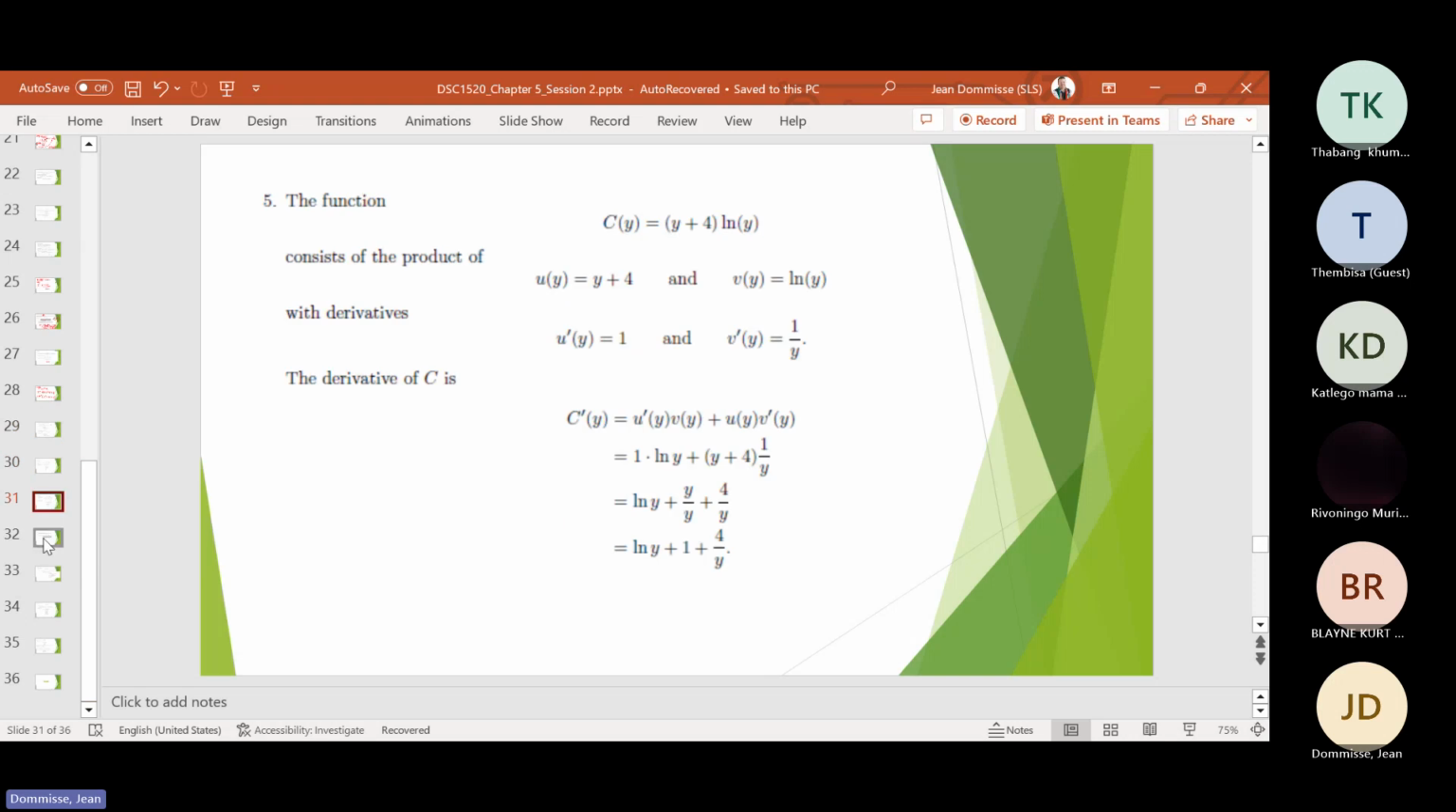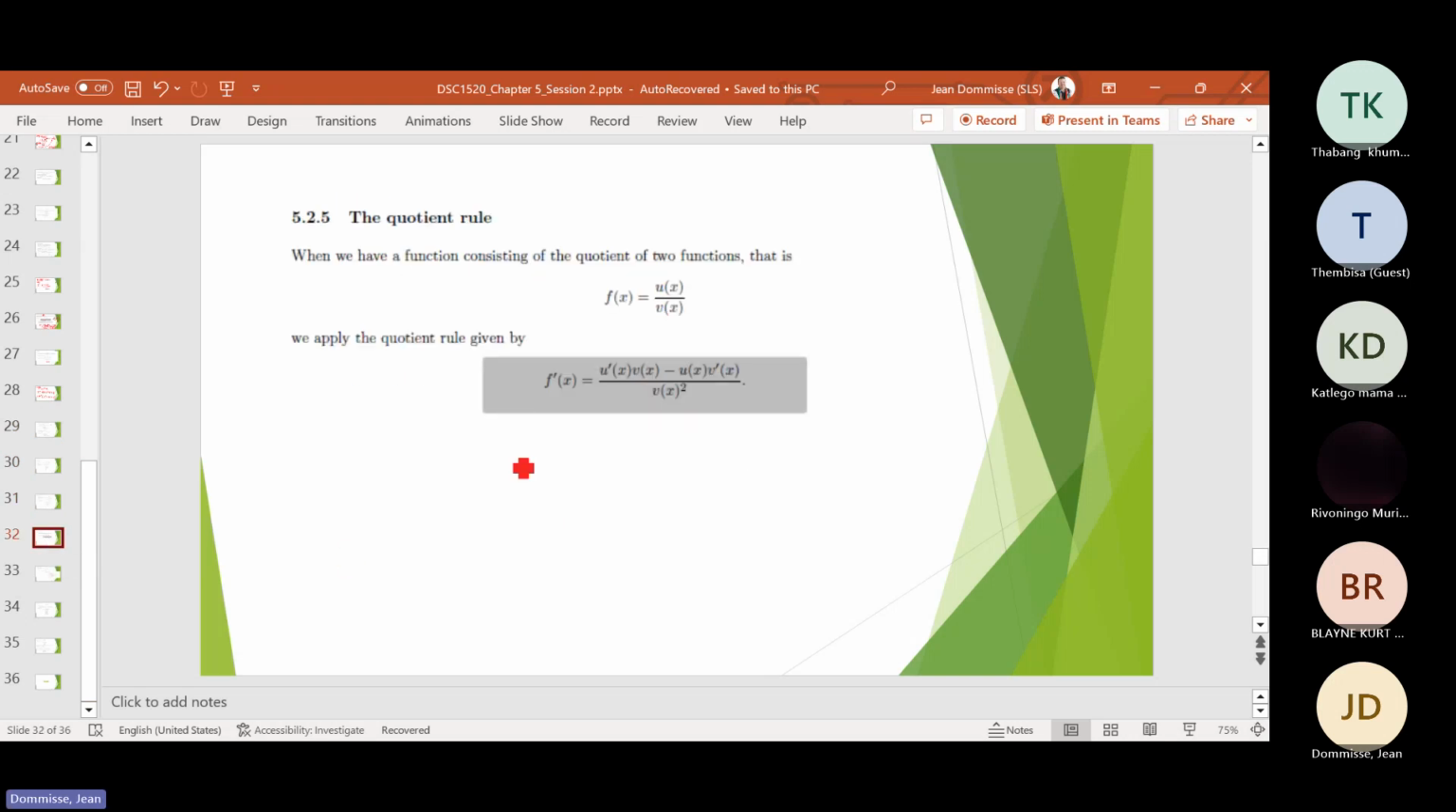Okay, the last rule that we need to work with is the quotient rule. So the quotient rule looks at when you have a function divided by another function.